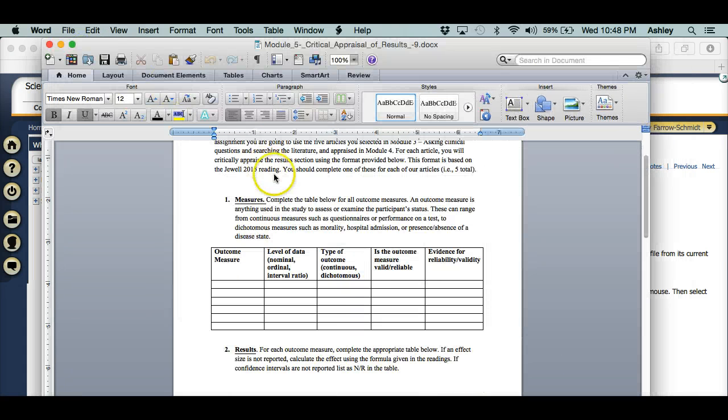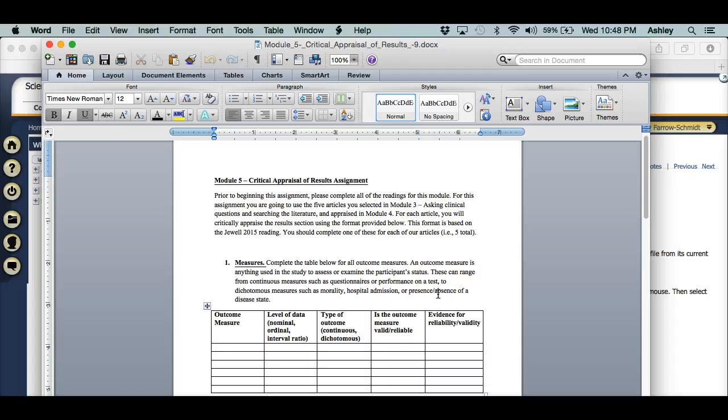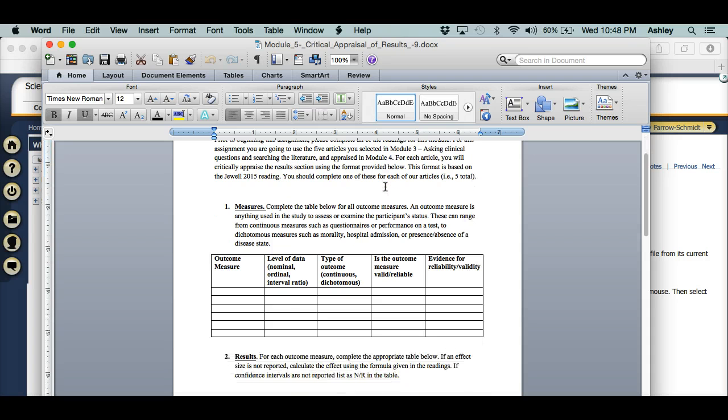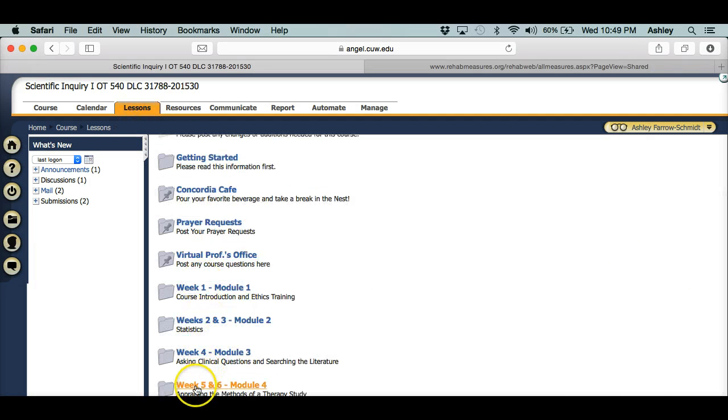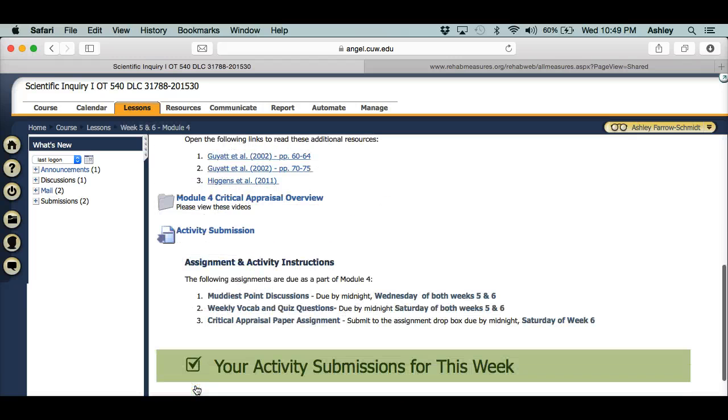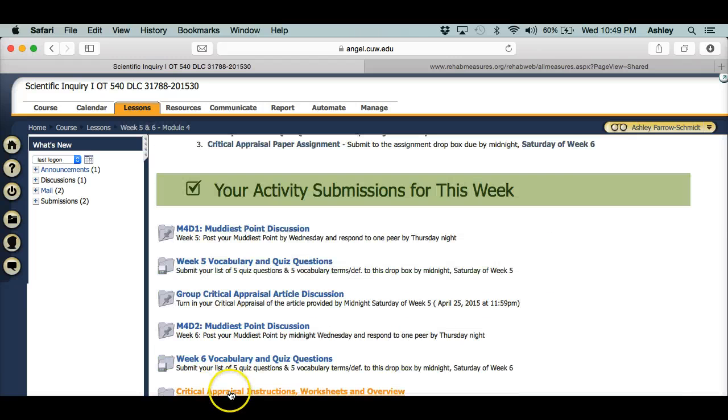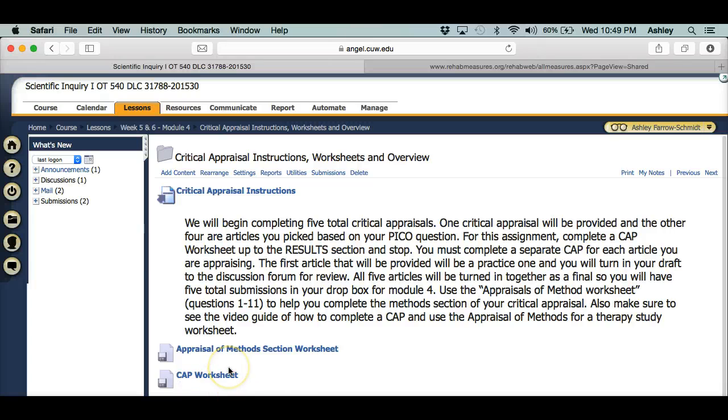Now, the second sheet, or I guess the sheet that you should use in conjunction to completing your CAP that would help make more sense of the information within a results section, is this Module 5 Critical Appraisals of Results assignment. Now, I actually do want you to complete this and turn it in. Now, if you've noticed, in Module 5, which I will go back to the folder, I did give you a few worksheets.